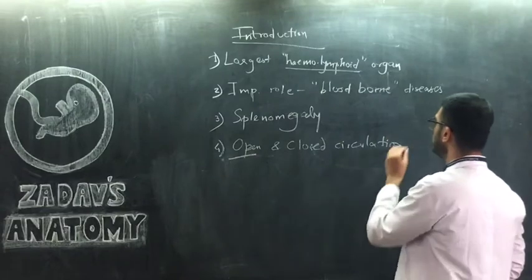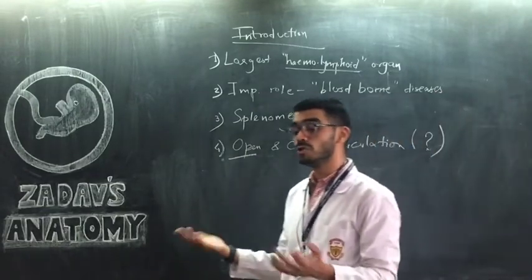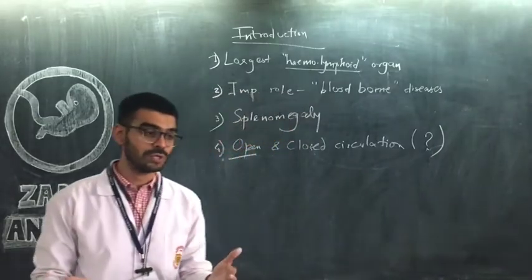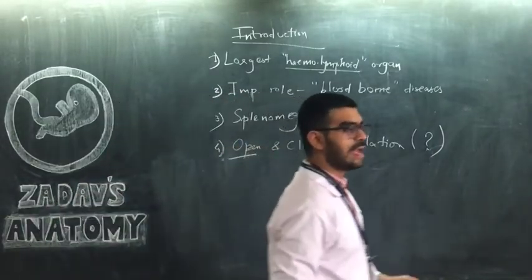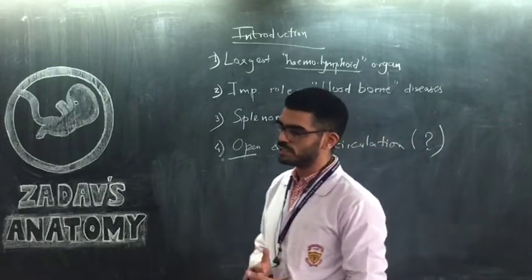Now there is a controversy on whether the spleen has open circulation or closed circulation or a bit of both. So right now let's just say that both of them are seen, but it is controversial. Different authors say different things.